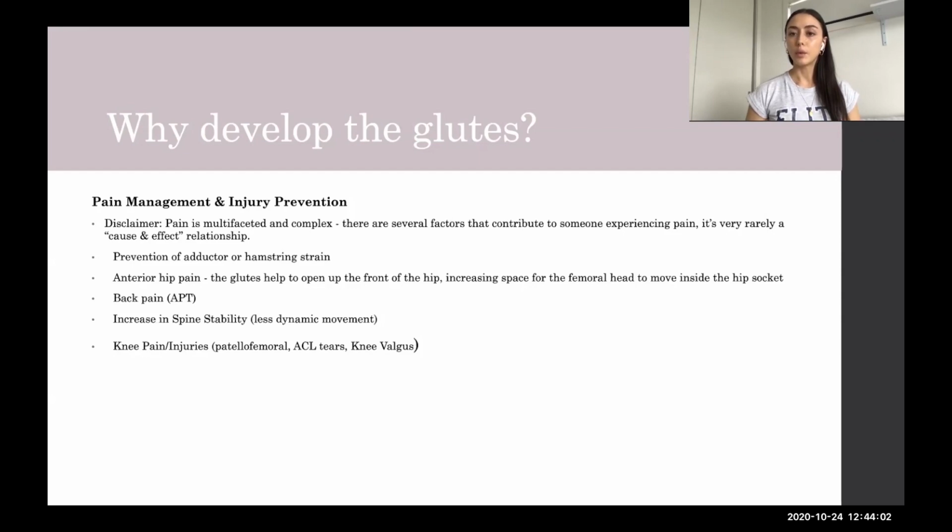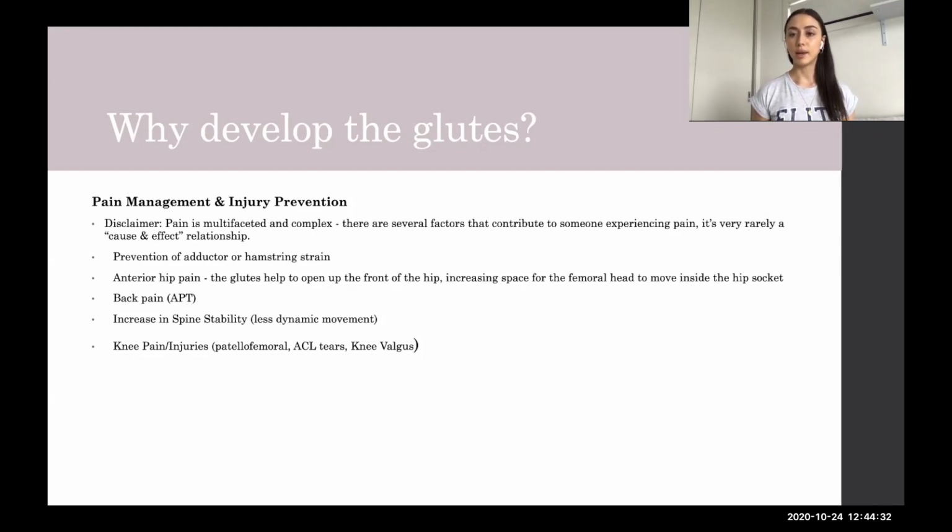Anterior hip pain is another one. So the glutes really help to open up the front of the hip, increasing that space for the femoral head to move inside the hip socket. So if you're in a lot of hip flexion, then you might experience some hip pain. So the glutes really have that pull on the posterior chain to bring that back and open up that space at the front of the hip. The glutes also can assist in back pain.